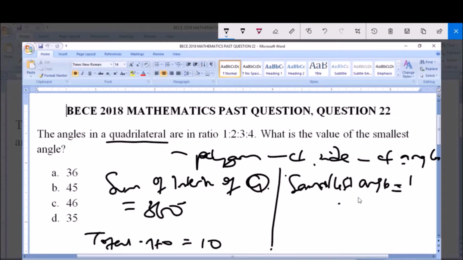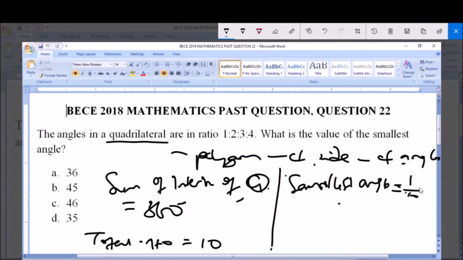Now to find the angle, that is to find the smallest angle, since we know that the total sum of the interior angles of a quadrilateral is 360, what happens? We take 1 over 10. Out of this 10 now, this 10 here is a whole that stands for the sum of interior angles. Remember, ratio is another way of expressing a fraction, and this smallest angle here simply means 1 over 10.